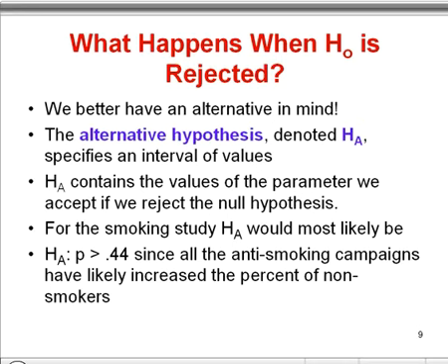Notice the null and alternative hypotheses are always stated in terms of the population parameter, not the sample statistic. Symbolically, we state p equals 0.44, not p-hat equals 0.44. We do not test a hypothesis about p-hat because we know what its value is. The value of p-hat is 0.52.